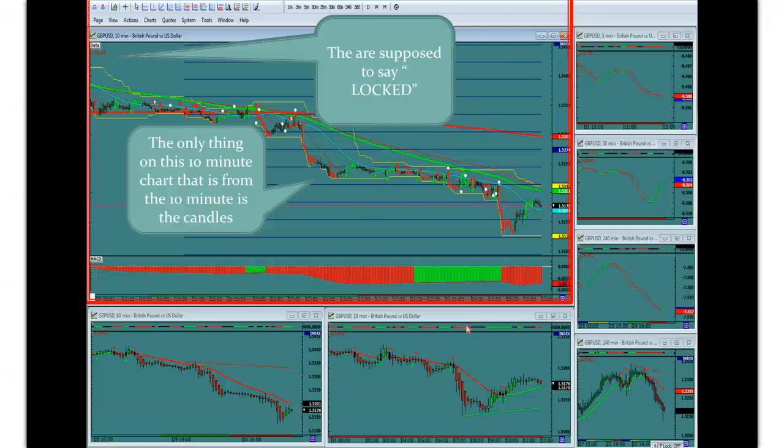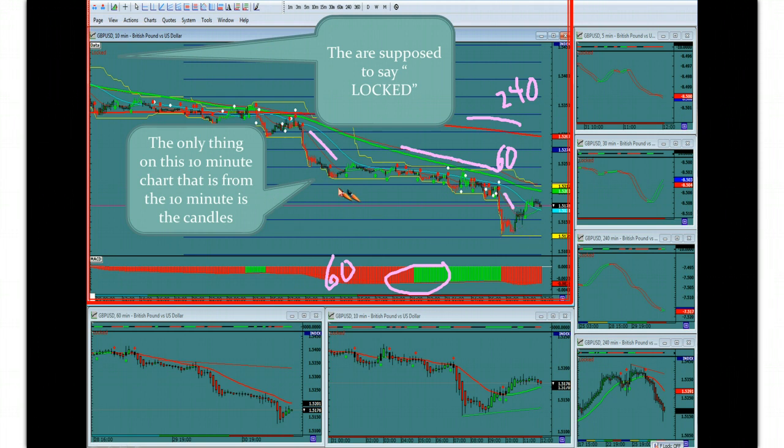One thing you can see real quickly is there's some other things on here. There's a MACD down here on a 10-minute chart. That's a 60-minute MACD. There's a red moving average right here. That comes from the 240 world. There's a green one right here. That comes from a 60-minute world. You'll see a moving average right in here, a little red one right in here. That's from the 30-minute world. So nothing on this chart but the candles comes from the 10-minute world.